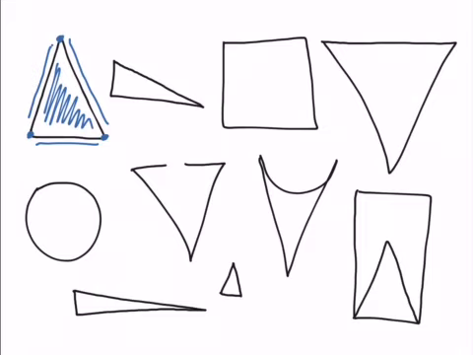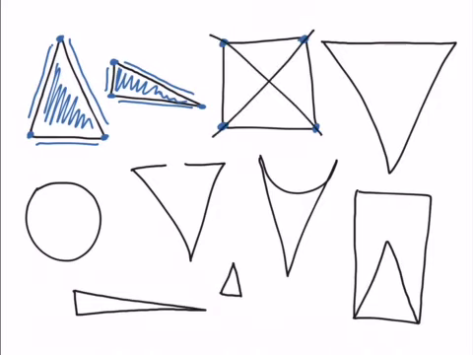Does it have 3 corners? Let's see. 1, 2, 3. Yep. How many sides does it have? 1, 2, 3. It's a triangle. Let's shade it in. Let's check the next shape. Let's count the corners. 1, 2, 3, 4. It has 4 corners, so it cannot be a triangle.